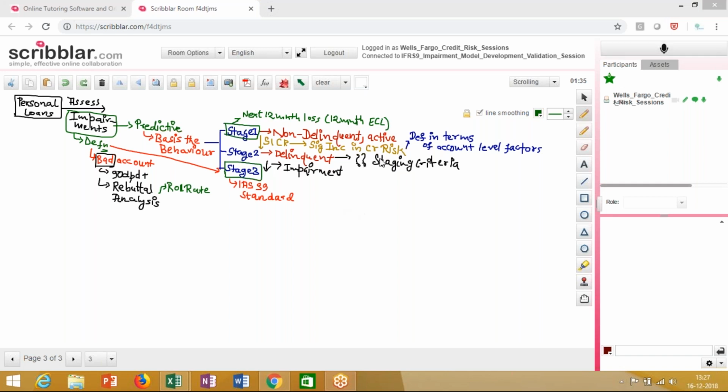Before building the model, we need to assess whether the accounts are in stage one, two, and three, and basis that we will build the model, right? Yeah, absolutely. Okay, thank you. So your account has to be flagged as stage 1, stage 2, stage 3. Otherwise, how will you develop it?